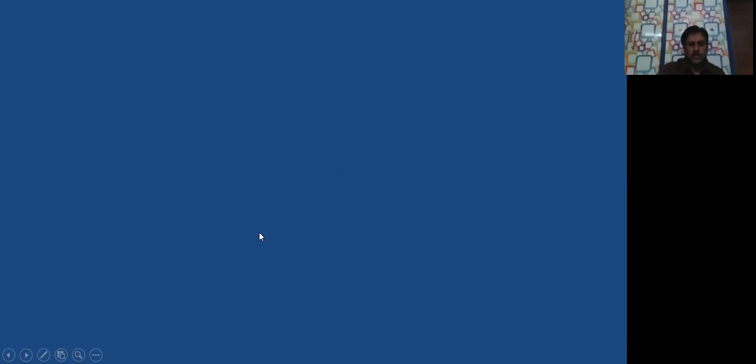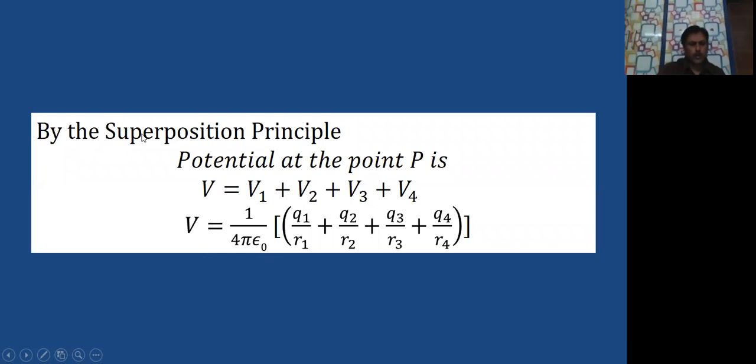That means the total potential by the superposition principle is V equals V1 plus V2 plus V3 plus V4. That is 1 by 4 pi epsilon 0 times Q1 by R1 plus Q2 by R2 plus Q3 by R3 plus Q4 by R4. I took 1 by 4 pi epsilon 0 common. And what is the formula I used? I used the formula which we got earlier. V is equal to 1 by 4 pi epsilon 0 Q by R.